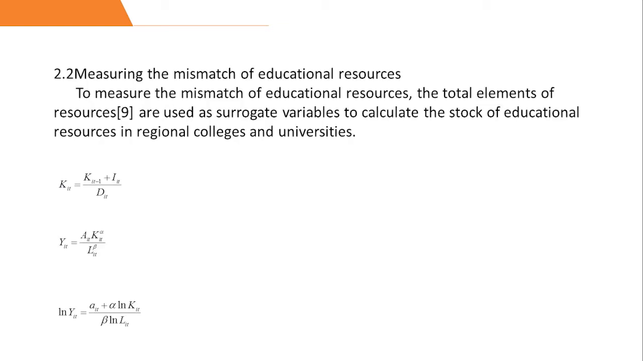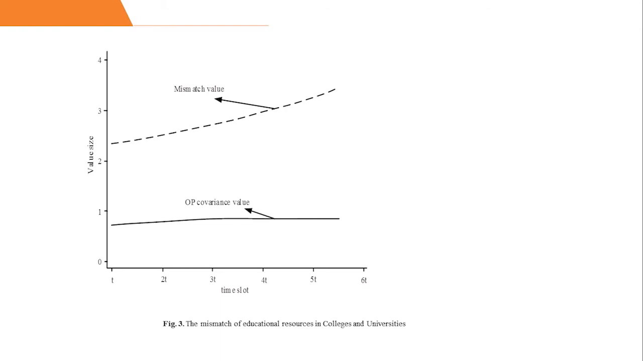2.2 Measuring the mismatch of educational resources. To measure the mismatch of educational resources, the total elements of resources are used as surrogate variables to calculate the stock of educational resources in regional colleges and universities. Please look at Figure 3.